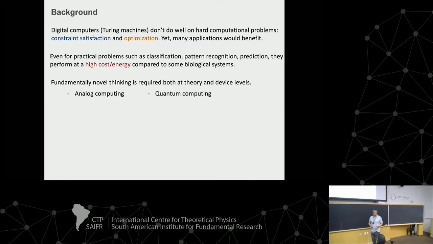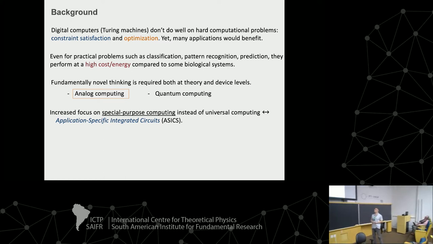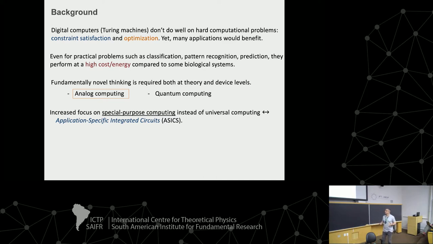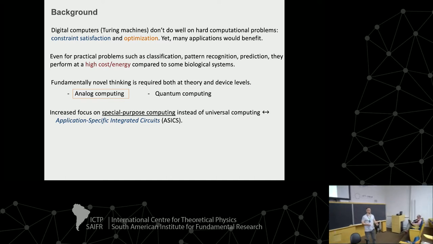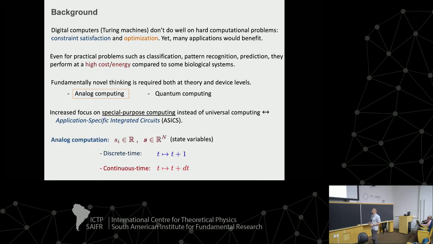And two buzzwords come to mind. One is analog computing, the other is quantum computing. What I'm going to do is only talk about analog computing here. As a matter of fact, think of special purpose computing instead of universal computers. That is, if you can build a physical device that is much more efficient than a regular computer on a class of problems that are important to solve for industrial purposes, then you have done something useful. So you can still use your standard computer to write email and fill out spreadsheets.